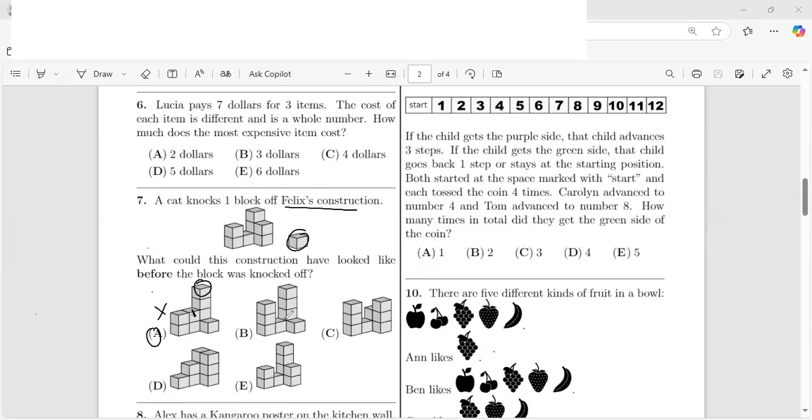Similarly, if you see B, this has been knocked off, this has been knocked off, correct? So again, 2. So the correct answer here will be E. In this case, what has been knocked off? This one has been knocked off and it has fallen here. So the correct answer will be option E.